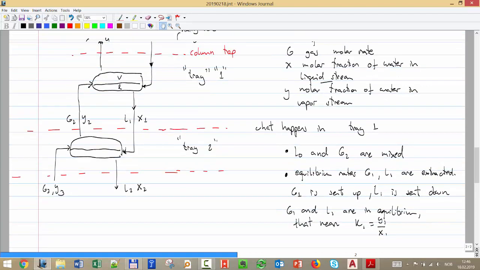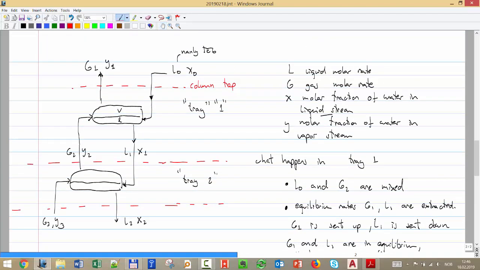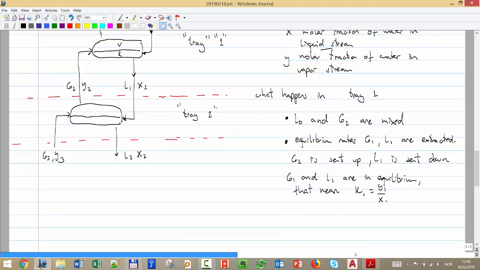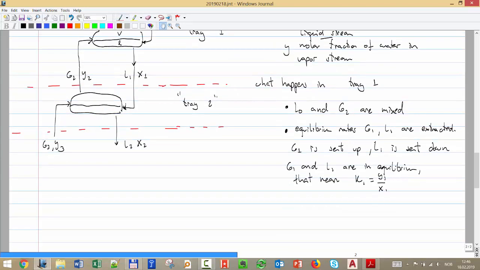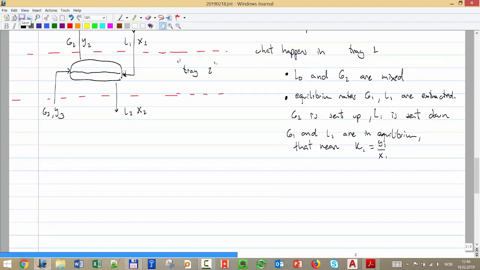Okay? But the thing that is important to remember, these two are in equilibrium. And these two are not. Those are the ones that I'm mixing. I'm achieving equilibrium, and then, okay, let's go to the last stage, the last tray. What do I have for the last tray? Let's call it number N.